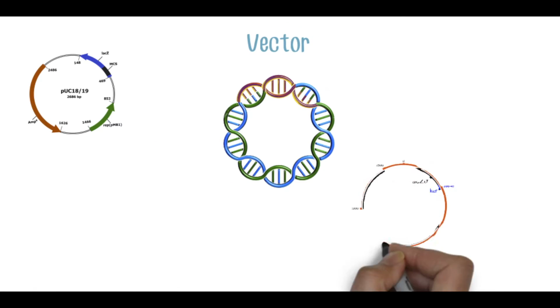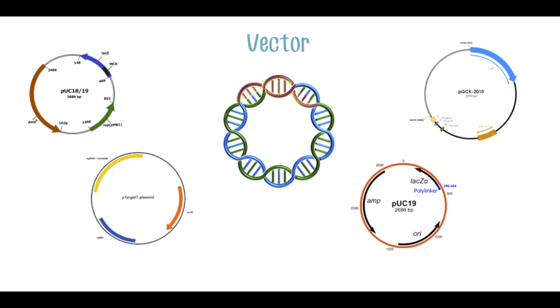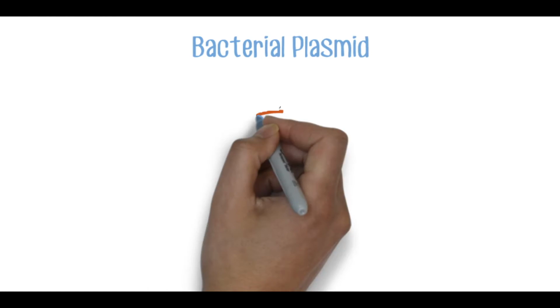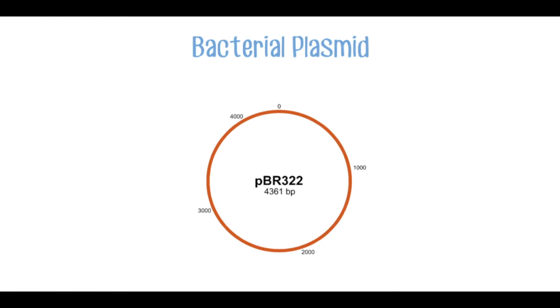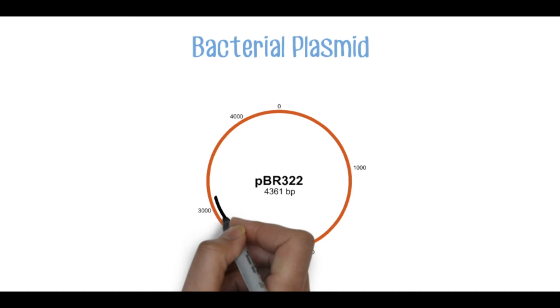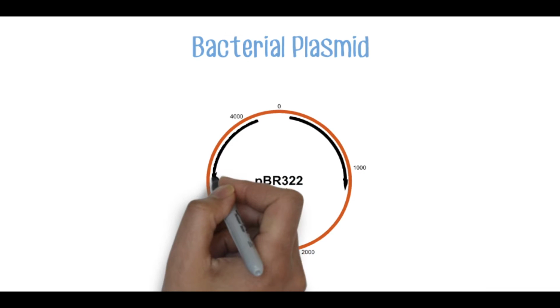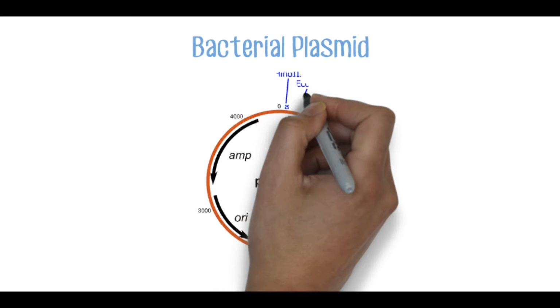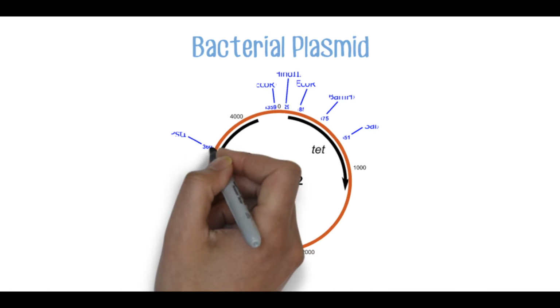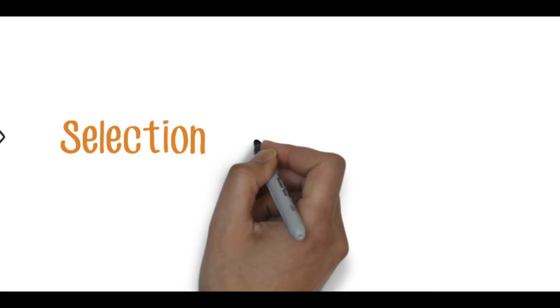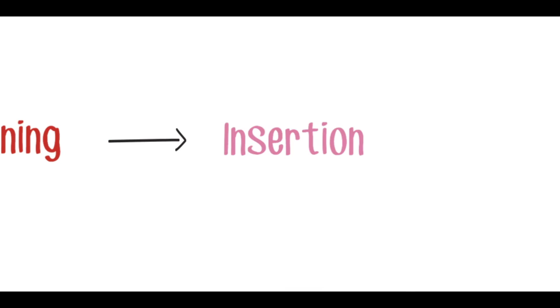Many different vectors are used in genetic engineering. The most commonly used vector is a bacterial plasmid, which is a small circular DNA molecule. The key features of cloning plasmids include the origin of replication, selection markers such as antibiotic resistance genes, and multiple cloning sites to facilitate the insertion of the gene of interest. Now, we look at the process of genetic engineering. The first step is isolation, followed by ligation, transformation, selection, cloning, and lastly, insertion.